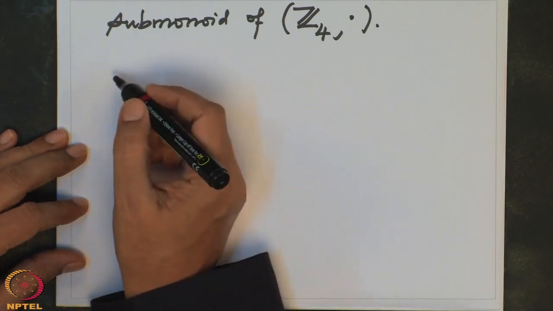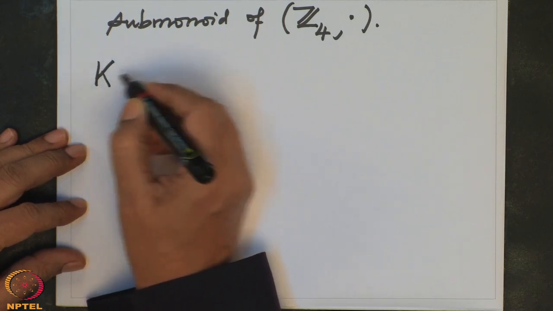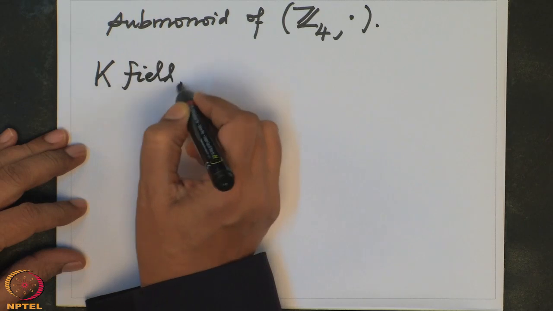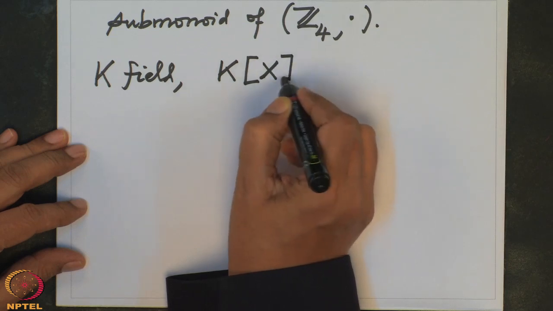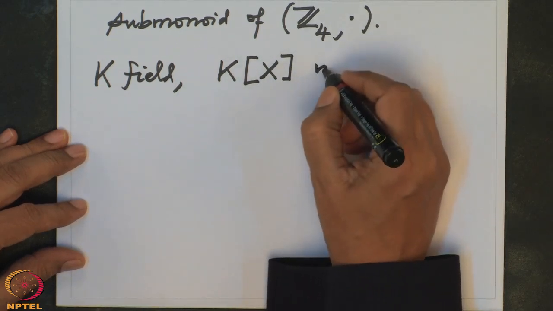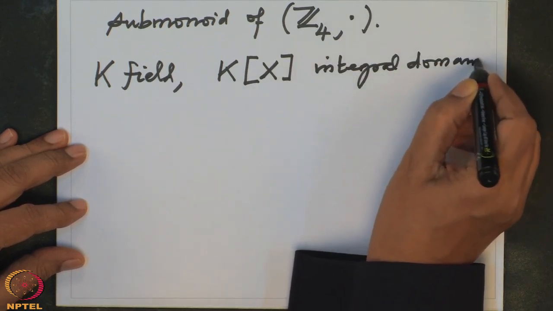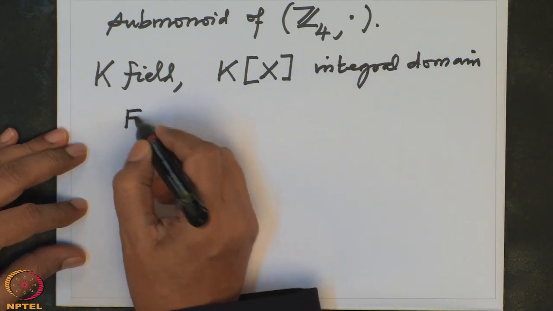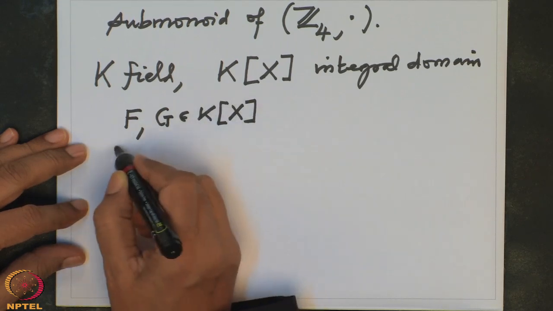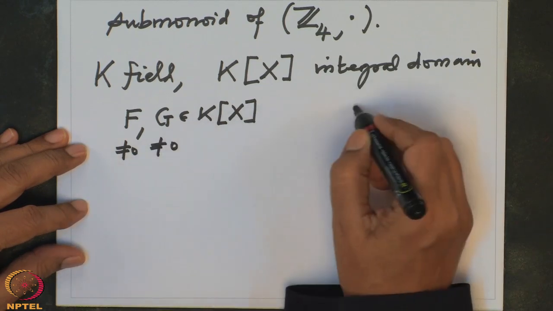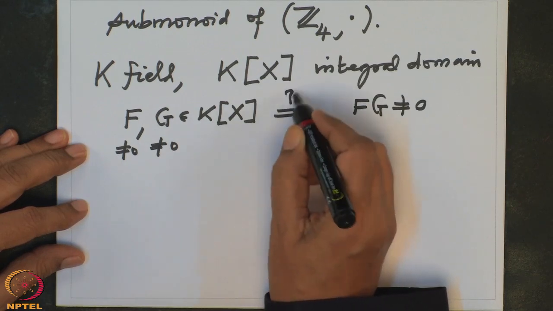So remember our example, we are going to eventually concentrate on: I will have a field K, and we will take all polynomials with coefficients in K, that is K[x], and this is clearly an integral domain. So to check this, what do you have to check? If I have two non-zero polynomials, both non-zero, then the product also should be non-zero. This is what we need to check to justify that it is an integral domain.